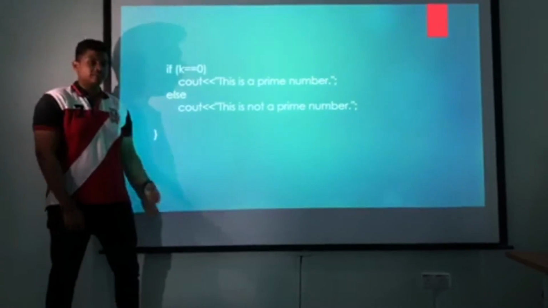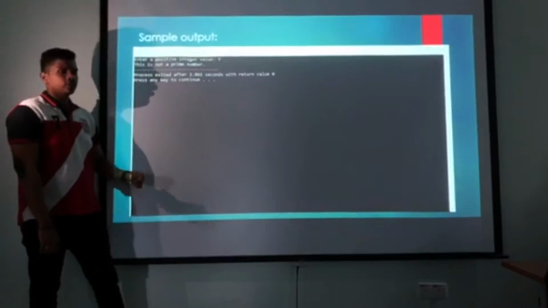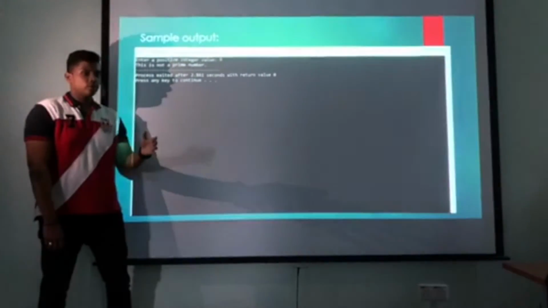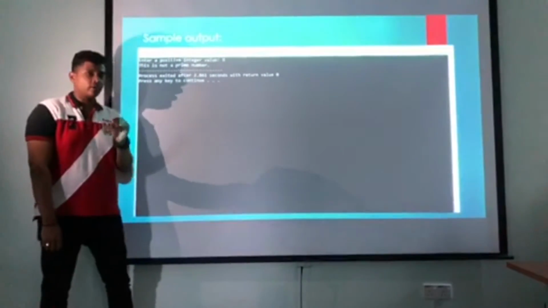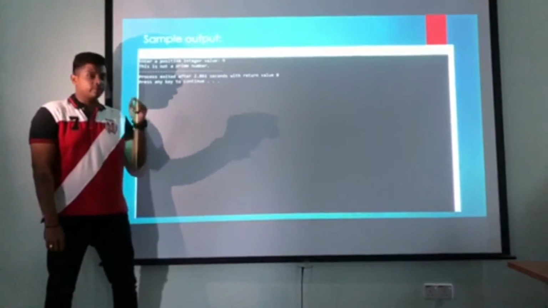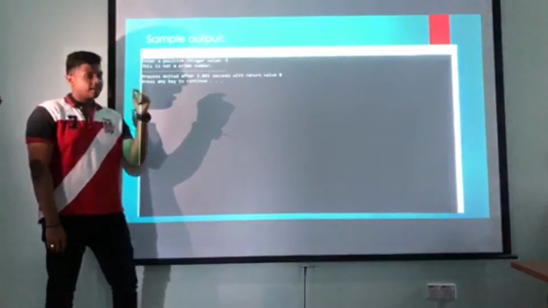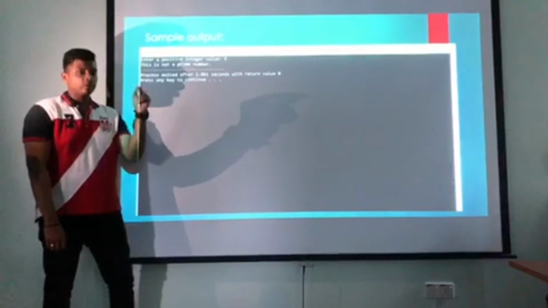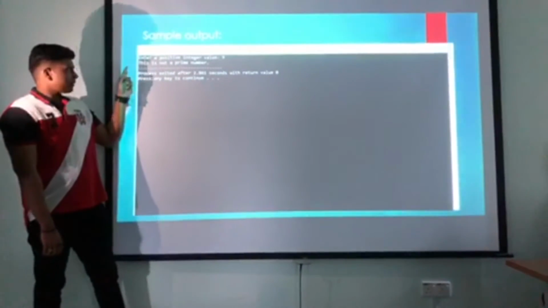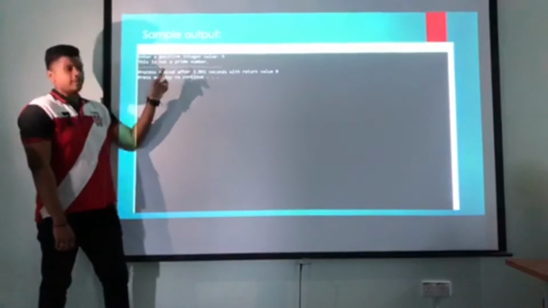Now let's have a look at the sample output that I have gotten. I have keyed in a positive integer value which is 9. Now we know 9 modulo 2 we will not get 0. Therefore, the loop will not be executed and i++, so the value of 2 will be added by 1. Now 9 modulo 3, you will get 0. Therefore the value of k will be changed to 1 and the program will execute: this is not a prime number.